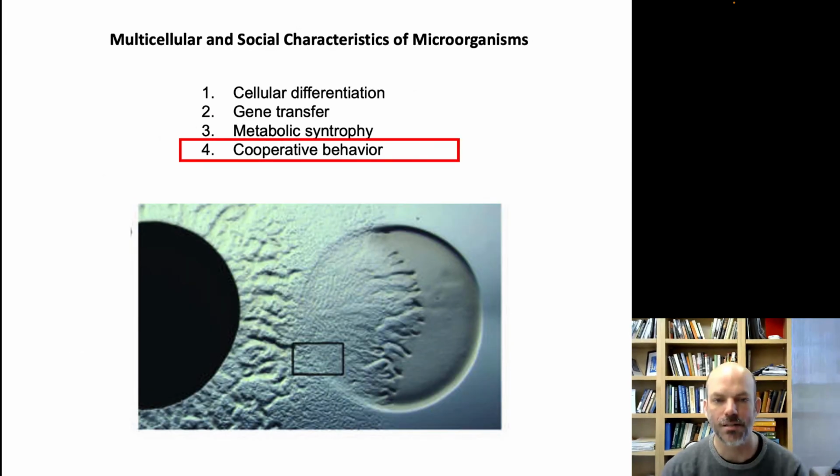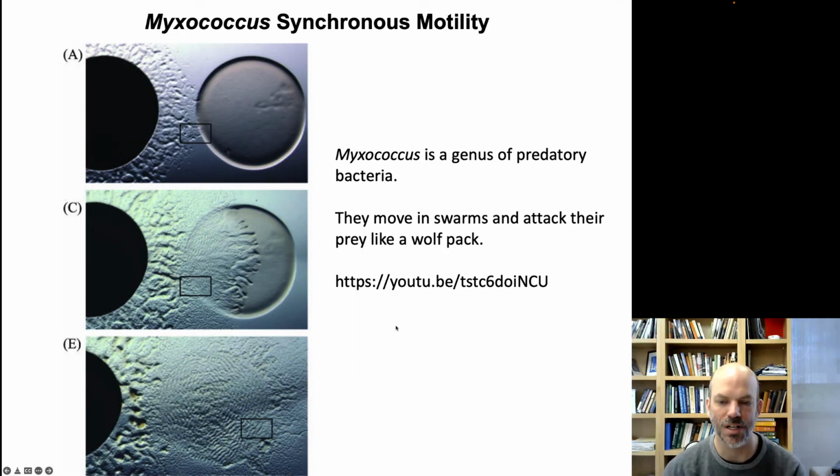Okay, my final point I want to make about why microbes are multicellular and social is really just an excuse for me to show this video that you may have seen me show before in another class of Myxococcus. Myxococcus are predatory bacteria. They eat other bacteria. So here are images showing a colony of Myxococcus invading and killing a colony of E. coli.